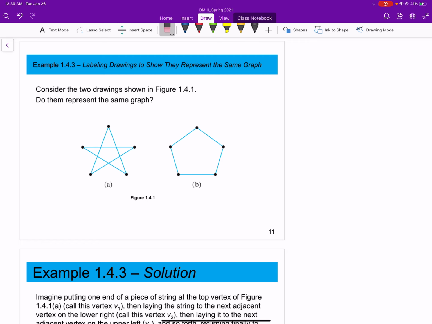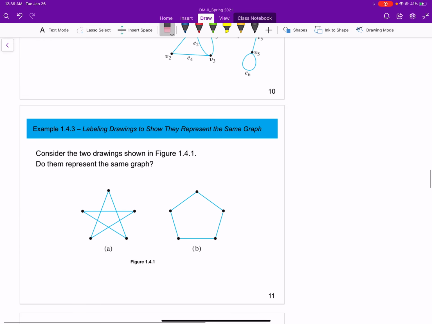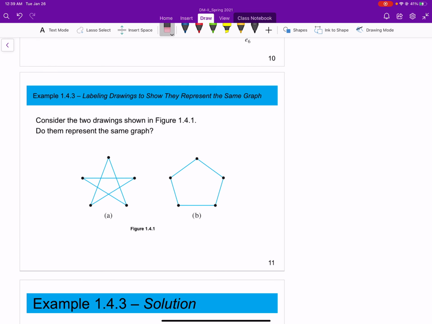All right, now we are going to the next example. This example is about labeling a graph. Example 1.4.3 in your textbook, labeling drawings to show they represent the same graph. This is a very good question. Why is this a very good question? The same graph can be represented in different ways, so you will be confused.